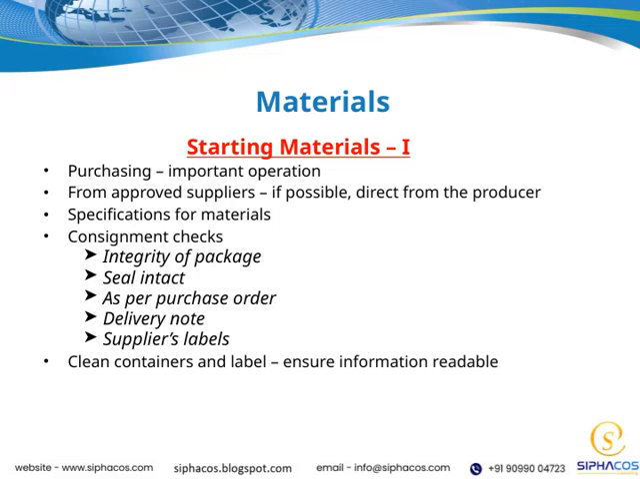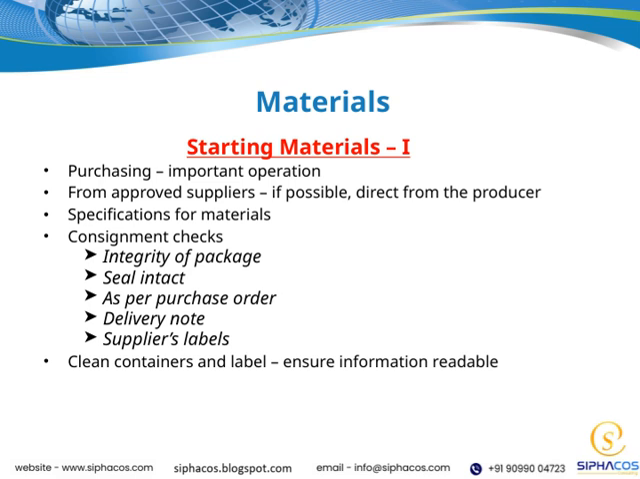Let's start with the beginning of our materials management process. Purchasing is a critical operation because it directly impacts the quality and integrity of the materials we use. Ideally, we want to buy from approved suppliers, and whenever possible, it's best to source directly from the producer. This helps ensure the quality and traceability of our materials. When placing orders, it's essential to have clear specifications for the materials we need. This way, everyone is on the same page about quality, quantity, and other important details.